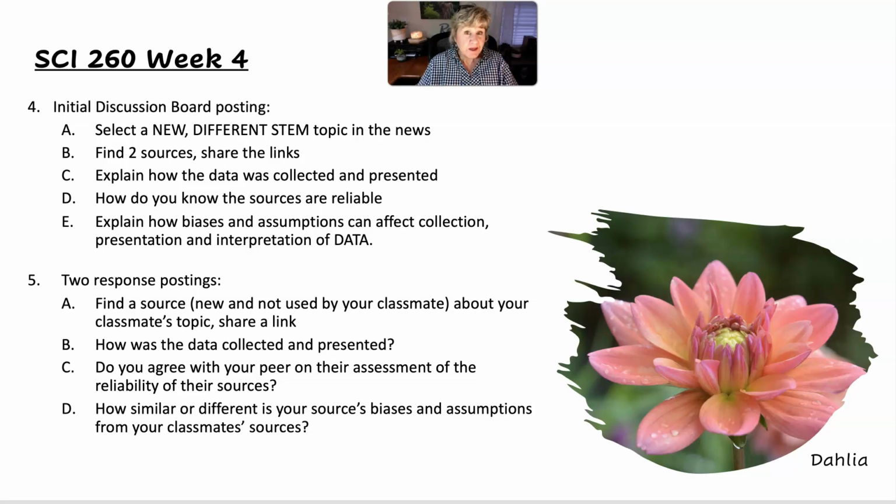Then for your 2 response posts that are due by Sunday night, right? Look at what your classmate has written about. Look at their topic. Go out and find a new source that has to do with their topic. Share the link, because we all want to go to these links if we can to take a look at them. How was the data collected and presented? Here you go again. Do you agree with your peer about their assessment of the reliability of the source? And how similar or different are your sources' biases or assumptions from your classmates? Do you have that in common, what you figured out could be the biases and assumptions?